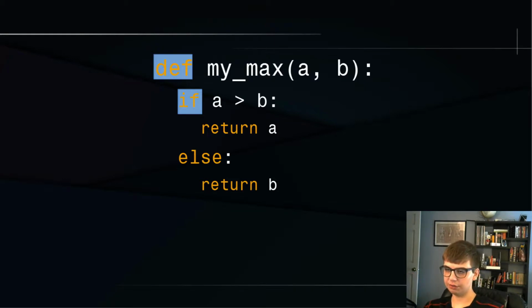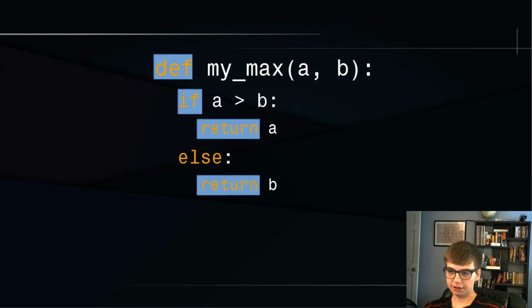So if a is greater than b, meaning that we found our max, return a, the larger number. Now if that's not true, our only possible option is that b is greater than a, so we will return b. And those return statements basically mean that mymax, wherever we call it, will be replaced with whichever number we return.